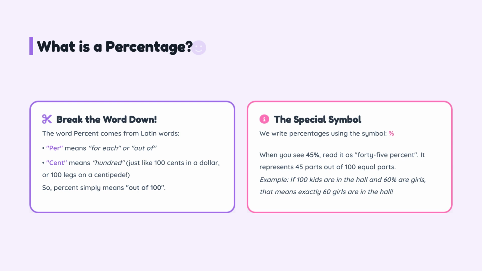What is a percentage? The word comes from Latin, per meaning for each, and cent meaning hundred. So percent simply means out of 100. We write it with the percent symbol. For example, 45% means 45 out of 100 parts.